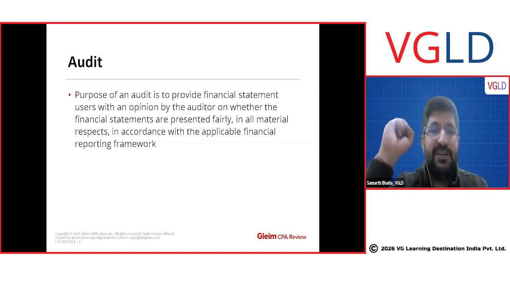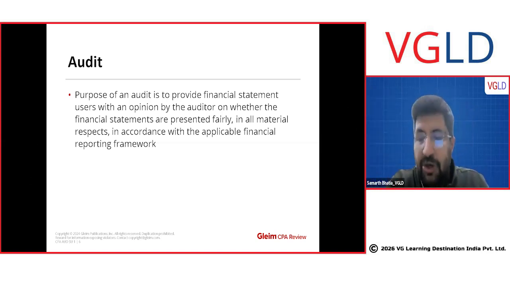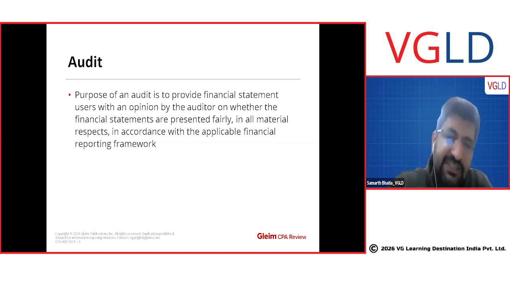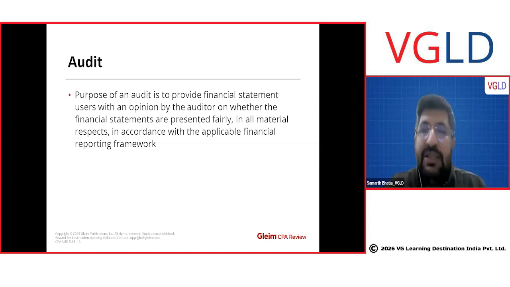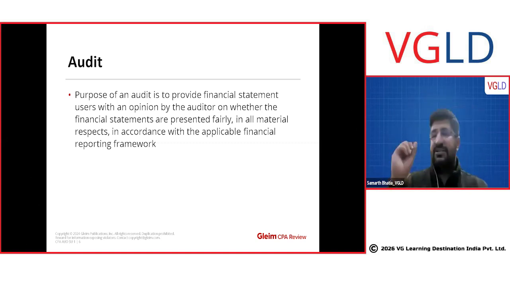Suppose I am a user of financial statements. How will I be sure that whatever financials the company has prepared are accurate and prepared according to the financial reporting framework? How should I know that? Mainly, I'll get a confirmation on the basis of the auditor's report. If the auditor is giving an opinion that financial statements are prepared in accordance with the framework, I'll be sure that yes, financial statements are appropriate. Otherwise, we are not sure. So if we want surety, that's why the audit is being done.